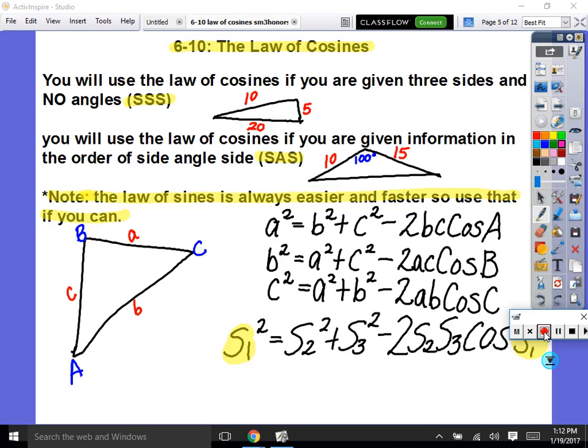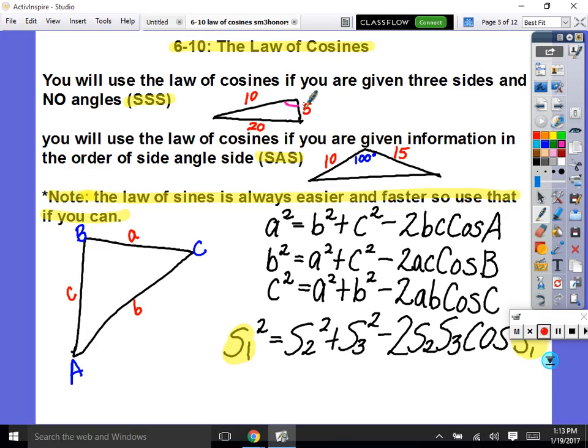Here we go. Okay. So first of all, if we can't use the law of sines, that's when we use the law of cosines. But we only want to use the law of cosines if we can't use the law of sines, because the law of sines algebraically is much quicker and faster. Okay, so you will use the law of cosines if you are given 3 sides and no angles. So if we're given 3 sides and no angles, we can go through and find any angle here using the law of cosines. We always start with finding the largest angle.